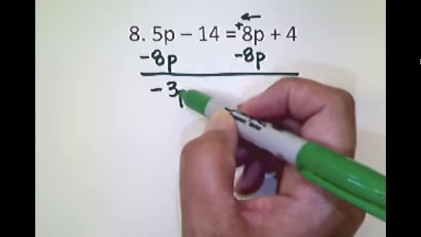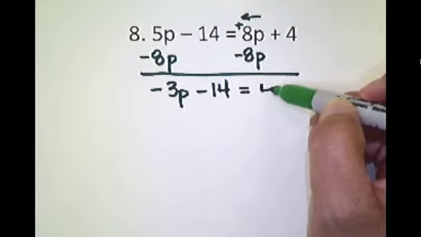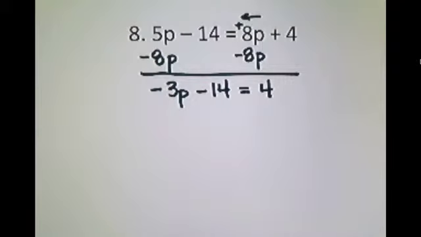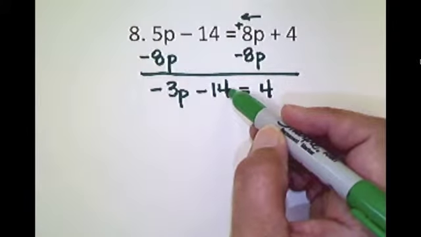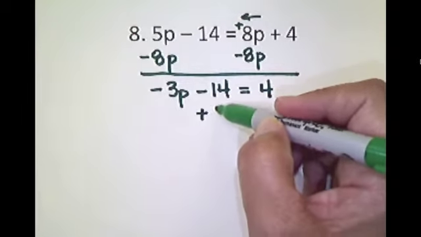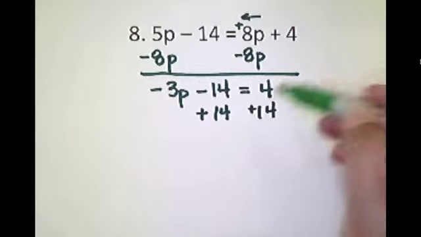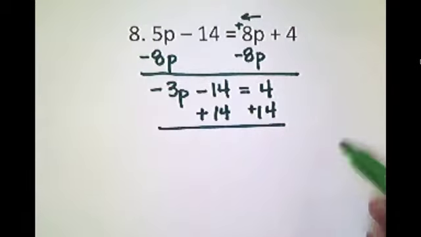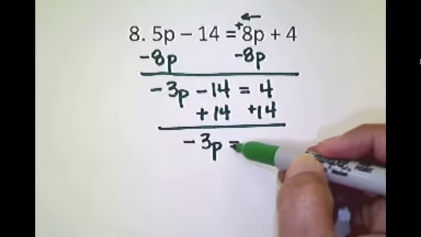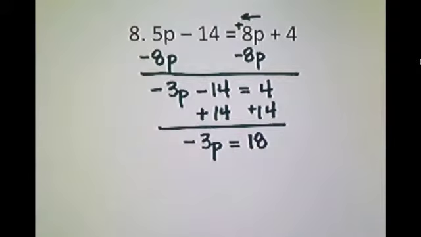Negative 3p minus 14 is equal to 4. This minus 14 also means negative. In order to remove the negative 14 from the left side, we have to add a positive 14. We are also going to add a positive 14 to the right side of the equation. We now have negative 3p is equal to a positive 18.